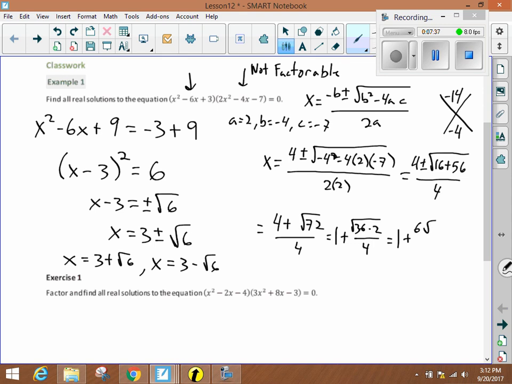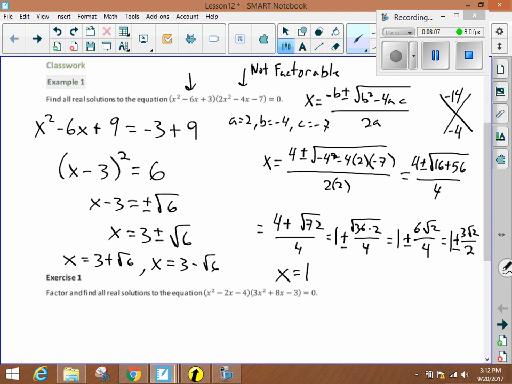So that's 6 root 2 over 4, which turns out to be 1, plus 3 root 2. Simplifying that fraction, right? 6/4 is the same thing as 3/2. So now I have my 2 answers. My answer is that x is equal to 1. Not sure why I ditched my plus or minus over here. I think I was being hasty.